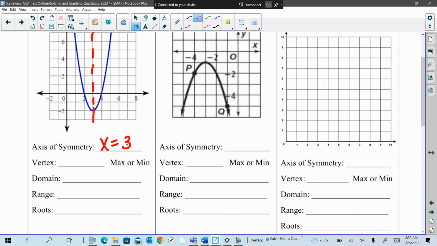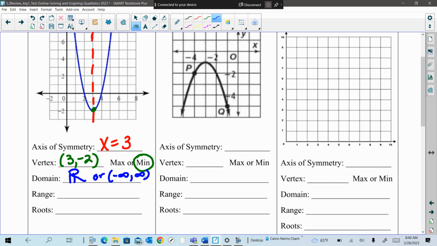All right, so what is our actual vertex? The point on that axis of symmetry is 3, -2. Would this have a max or a minimum? It would have a minimum, the lowest point. Now, our domain is all real numbers. It's always just all real numbers for parabolas. Or if you wanted to use interval notation, negative infinity to positive infinity.